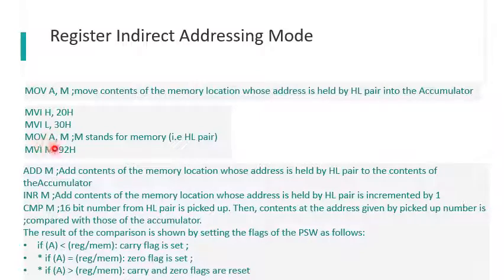In the fourth line of instruction, we tell the microprocessor to move the value given by us, that is 92H, to the memory location, and the address of the memory location, that is 2030, will be loaded with this 92H. So at the end of this program, the accumulator will be holding a value of 25H and the memory location 2030 will be holding a value of 92H. Here are some more instructions which use the same mode of addressing.